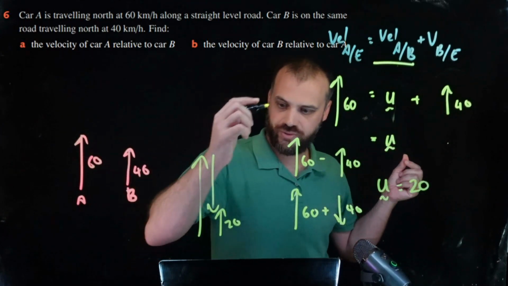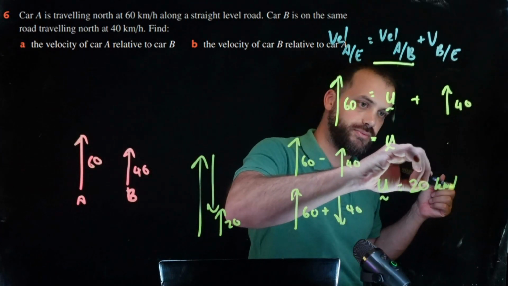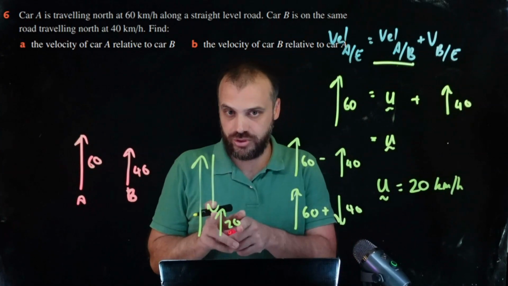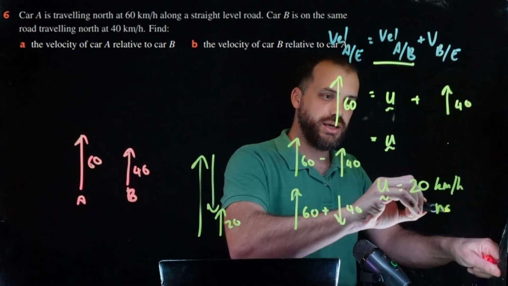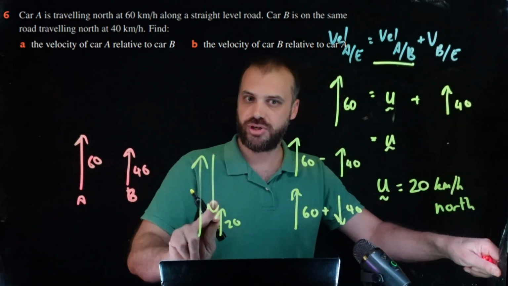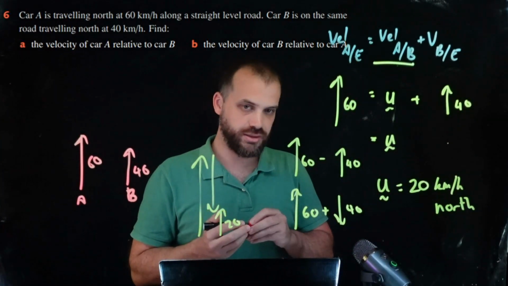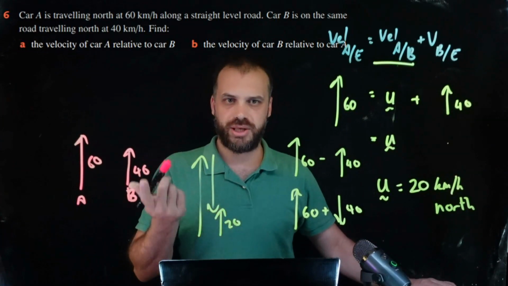How fast are we traveling? We're traveling kilometers per hour. And we want the velocity, so we need a direction. 20 kilometers per hour in a northerly direction, because our arrow is facing up. What about the next one?